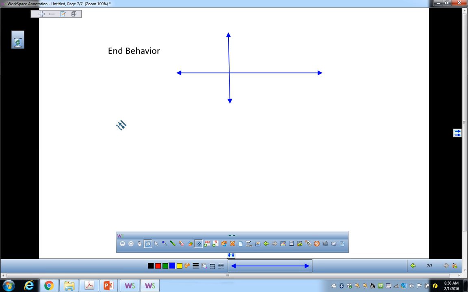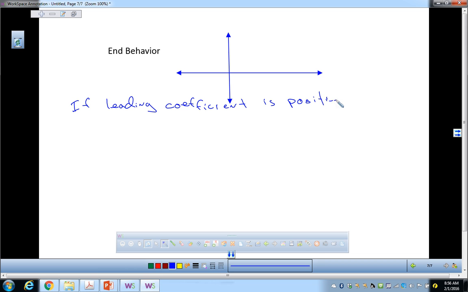And so I have some notes. If the leading coefficient is positive, and the function is of an odd degree, that doesn't spell degree, does it? Degree.